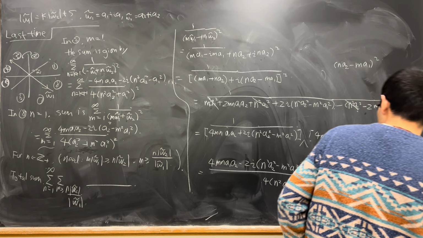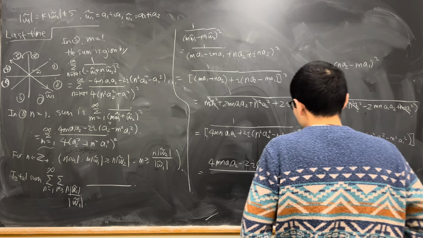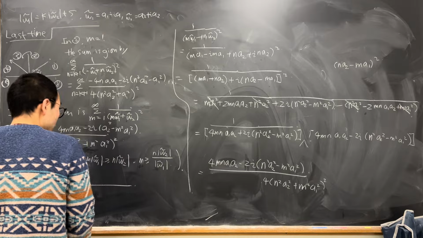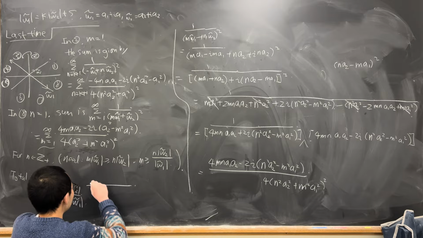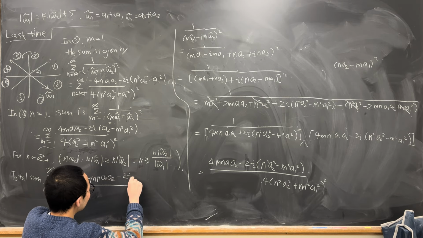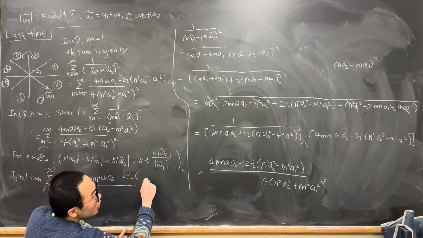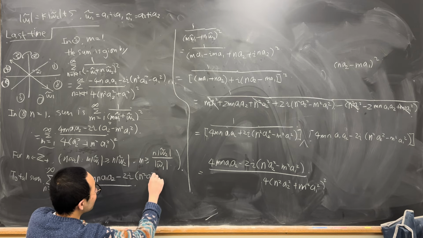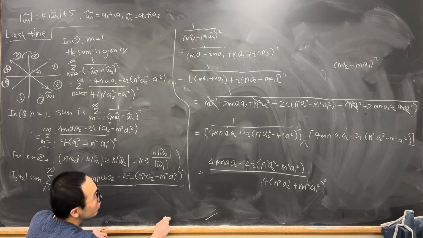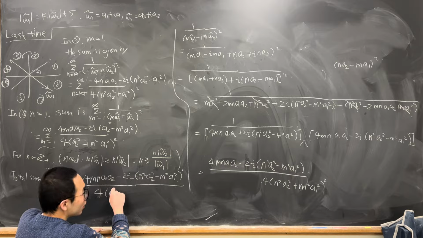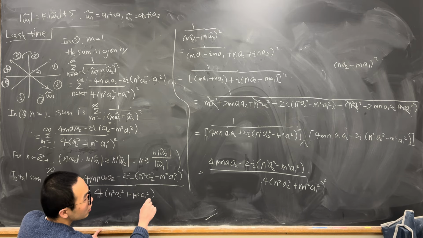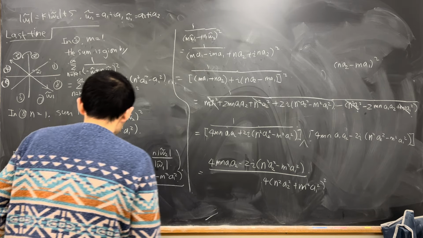Okay. So let's copy it down here. Okay. So for n squared A2 squared plus m squared A1 squared. Okay.